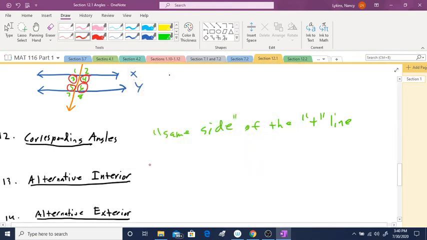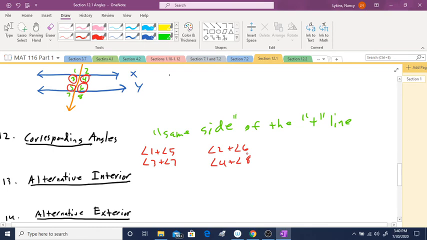Okay, so let's look at 1. What looks like 1? Okay, it's on the same side. Does 3 look like 1? Does 5 or 7? Well, 1 and 5 are the same. Now look at 3. 3 and 7 are the same. Look at 2. 2 and 6 are the same. And finally, 4 and 8 are the same. Same side of the transversal line.